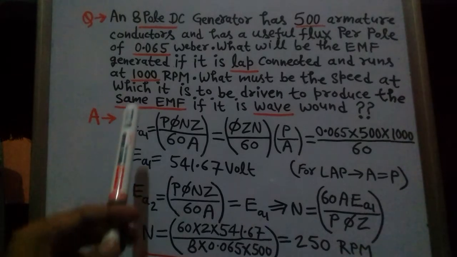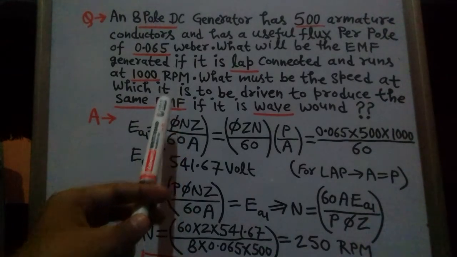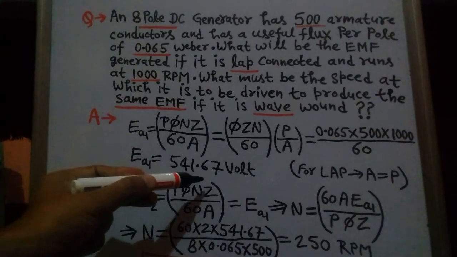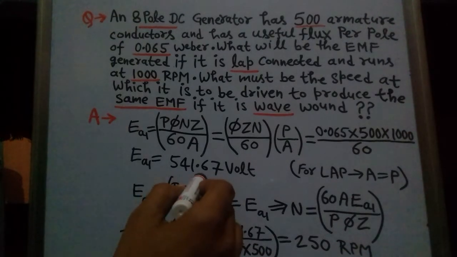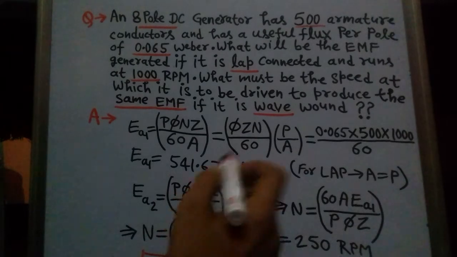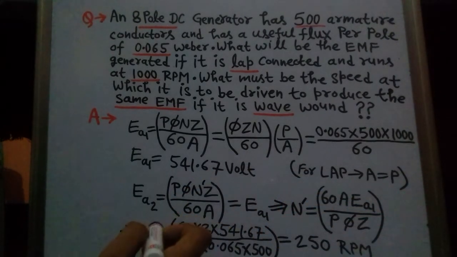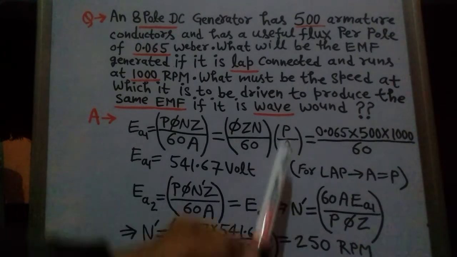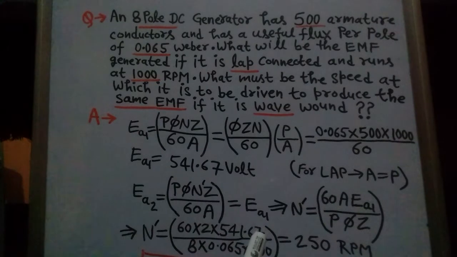Now for the second case, he is saying that for the same induced EMF in the armature, you will have to calculate the rotational speed, right? So let me use the same formula, E is equal to P phi NZ by 60A, and let me write in the second case the speed as N dash, that you have to calculate. Write the same formula and calculate for the same EMF, that is 541.67, the speed at which it is rotating for the next case, right?